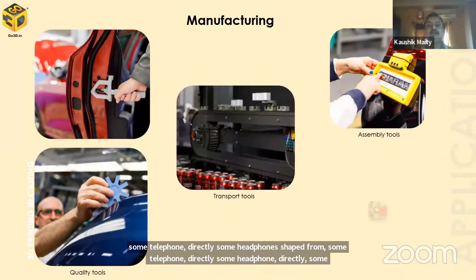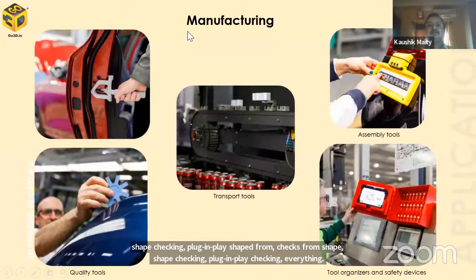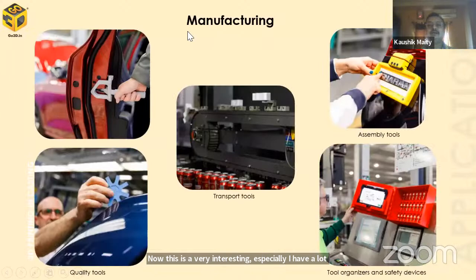Now, this is a very interesting slide, and I have a lot of interest in it: jigs and fixtures. In tooling and manufacturing, all the photos you are seeing are tools. Maybe this tool is an imported tool and it is out of order. But you have the drawing and design of that tool. If you buy properly from a proper company, they will give you the drawing and everything. Now you have digitized that drawing.